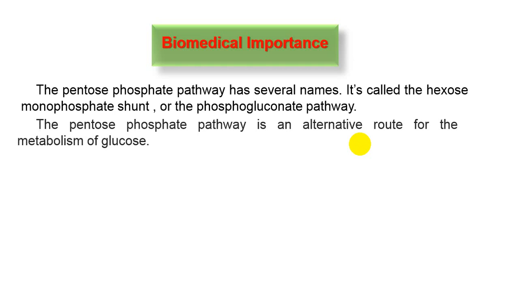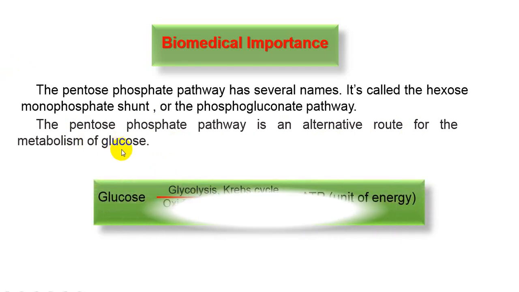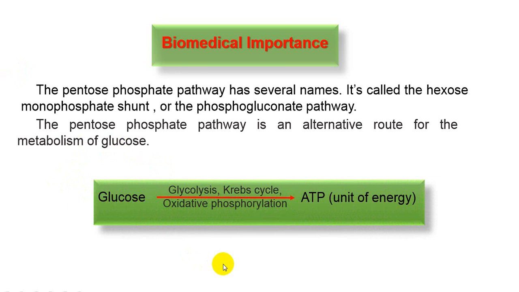What's the relationship between the pentose phosphate pathway and the metabolism of glucose? In fact, the pentose phosphate pathway is an alternative route for the metabolism of glucose. Therefore, there is a clear relationship between the metabolism of glucose and the pentose phosphate pathway, because it is one of the routes for the metabolism of glucose. Okay, have a look at this reaction.